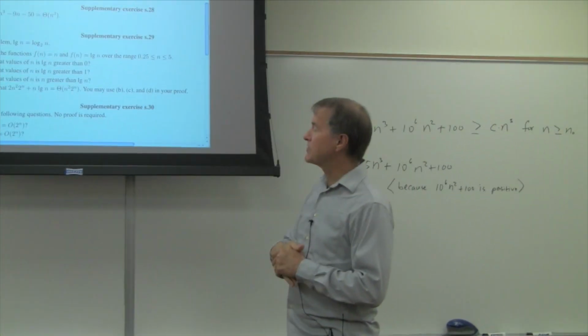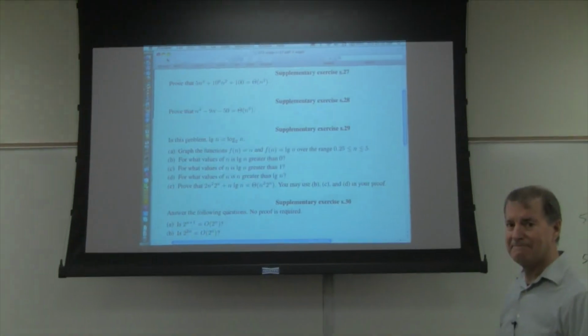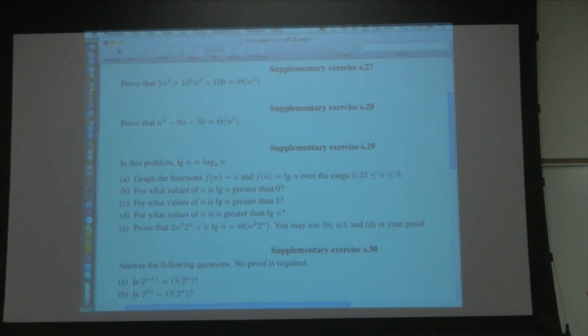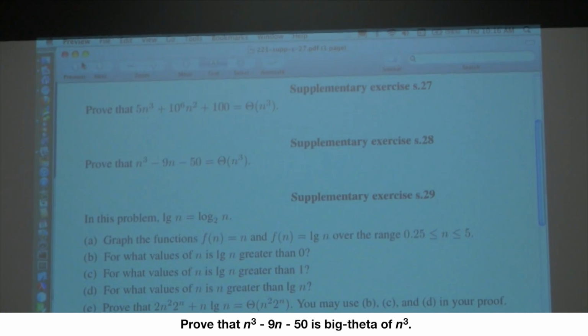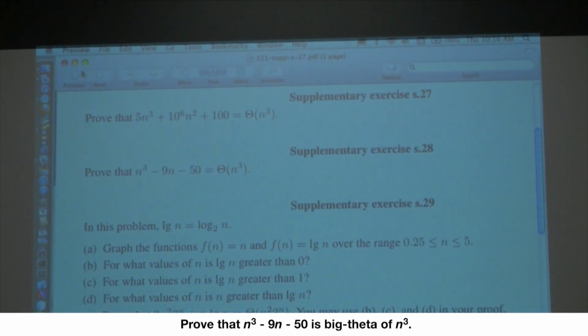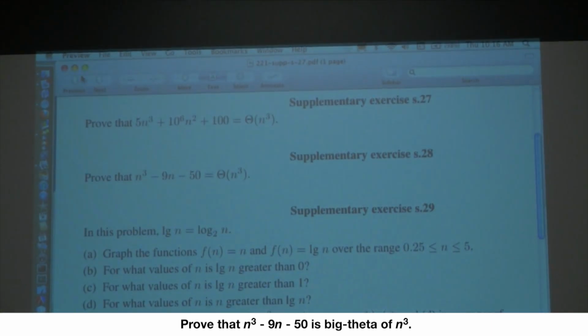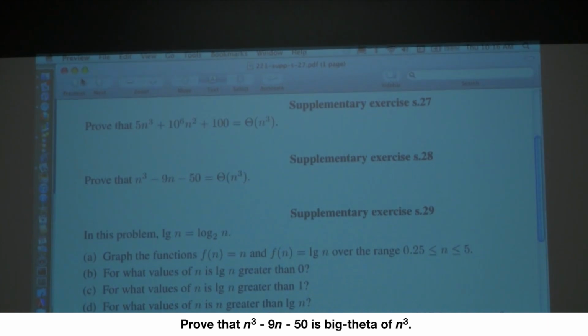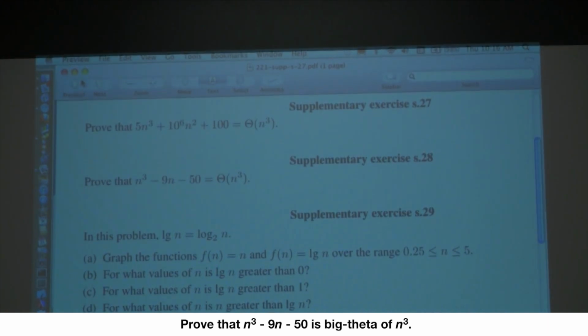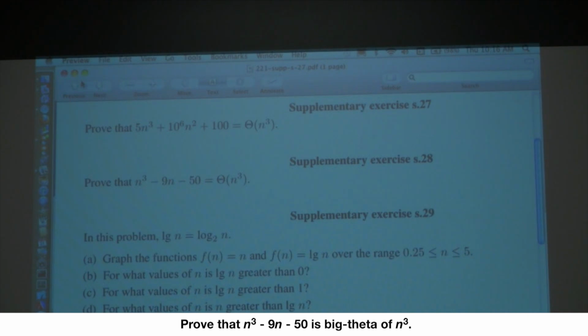Okay, supplementary exercise S.28. It says prove that n cubed minus 9n minus 50 is big theta of n cubed. See if you can do that. I'll let you try that for a few minutes.